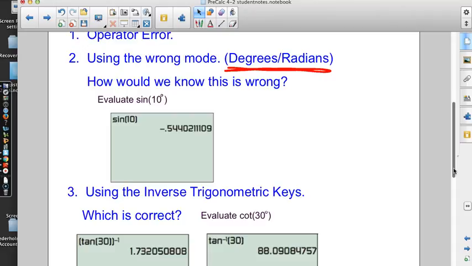What about this answer would let us know we're wrong? That's a negative. And we're talking about a triangle when we talk about these situations. There shouldn't be a negative there. So if there's a negative, that's your first guess. Hey, it's radians.